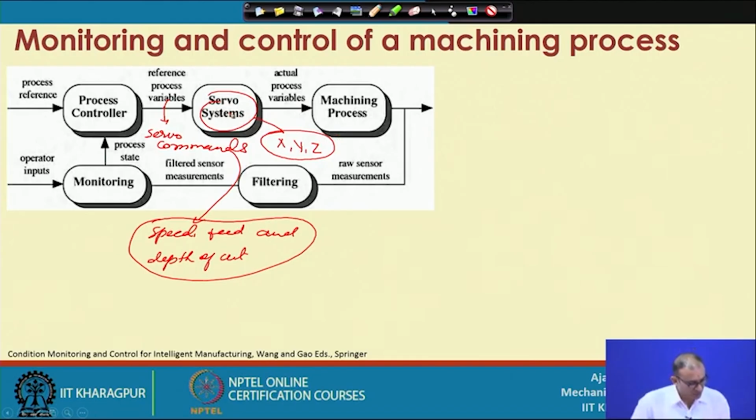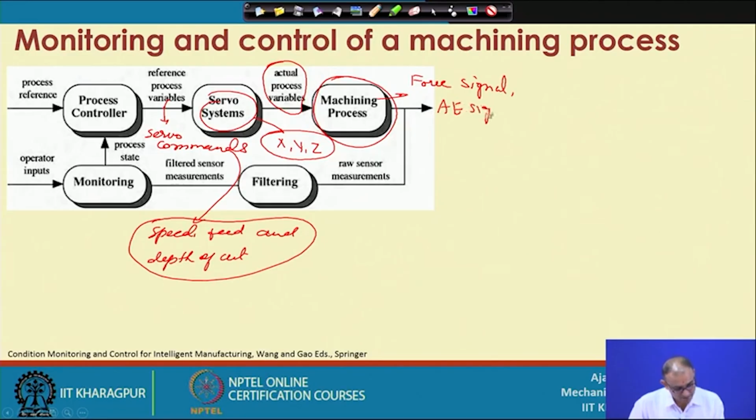So, once you give a servo command, then it will drive all the 3 axes to do a machining operation. So, this is called the actual process variable. So, here you are getting a force signal, then acoustic emission sensor signal, and there are many sensors, whatever sensor you are using for monitoring of this particular manufacturing process.